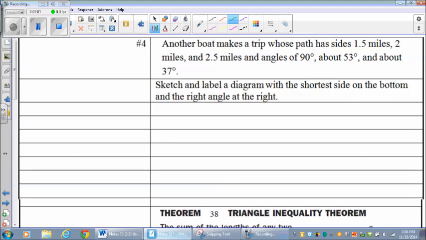And on the back, it says, okay, another boat makes a trip whose path has side lengths of 1.5 miles, 2 miles, and 2.5 miles, and angles of 90, 53, and about 35. It says sketch and label the diagram with the shortest side on the bottom and the right angle at the right. All right, so the smallest side is this 1.5.